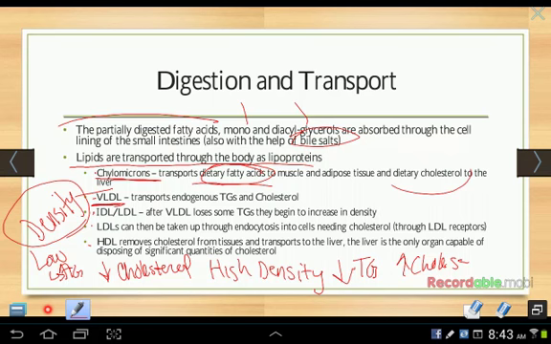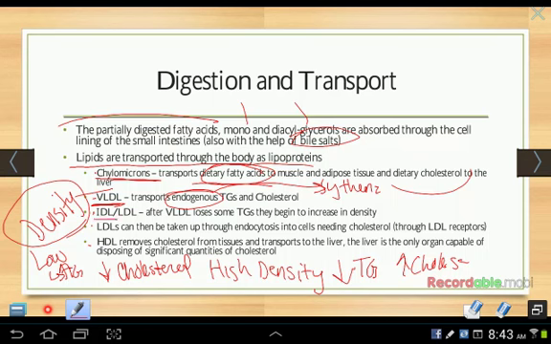Very low density lipoproteins will transport endogenous triglycerides and cholesterol. So these are fats that are synthesized by the body. So yes, some fats we take in through diet, but there are some fats we need that we don't get through our diet all the time, and so we synthesize them ourselves.